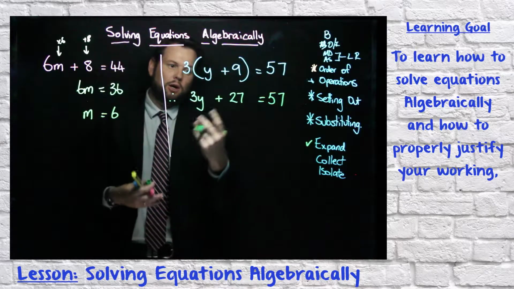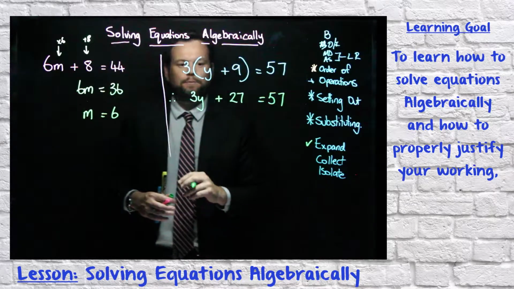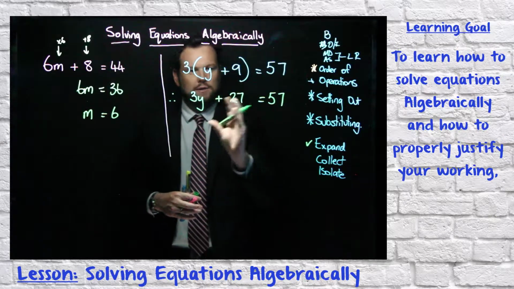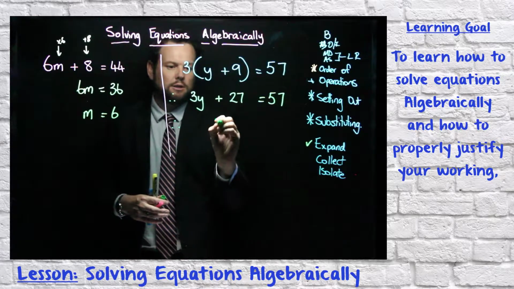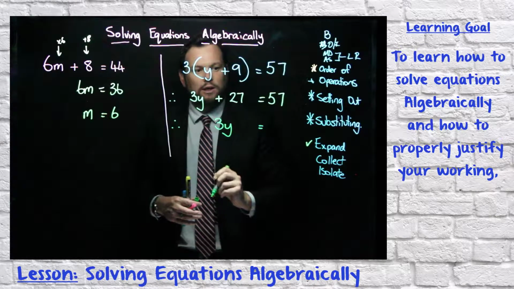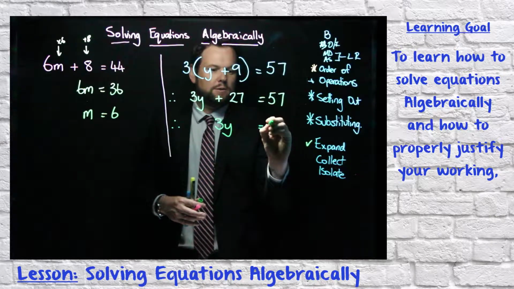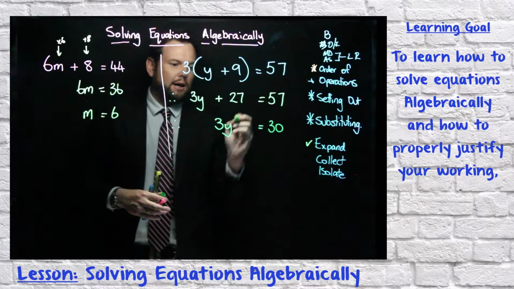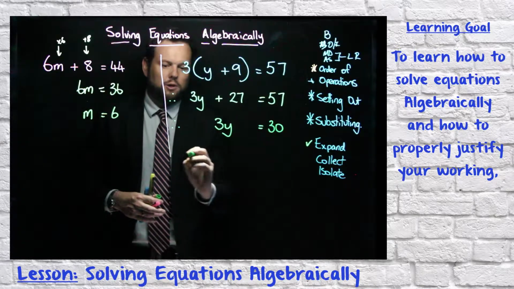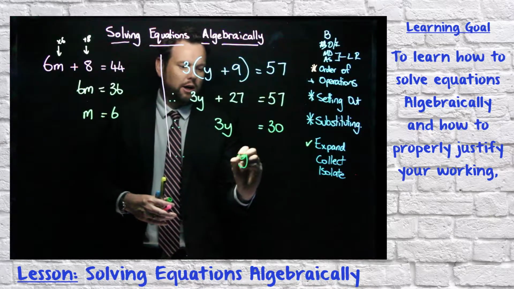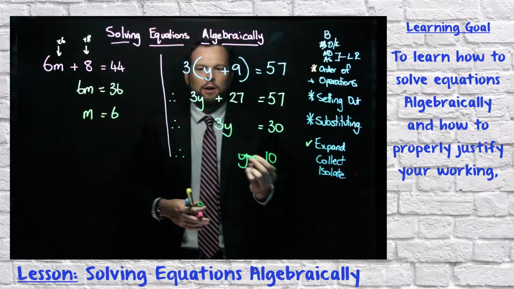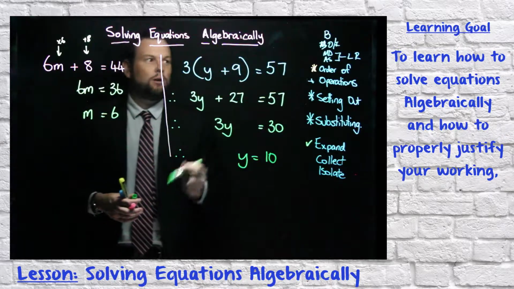Now, what's the next step that I need to take in this equation? All right, so obviously I'm going to get rid of the plus 27. So I'm going to have to take 27 from both sides. So here I'm left with 3y, and over here I have to take 27 from 57, which leaves me with 30, okay? And then the very last step is to divide both sides by 3. So by dividing that side by 3, I'm going to be left with y, and 30 divided by 3 gives me 10.